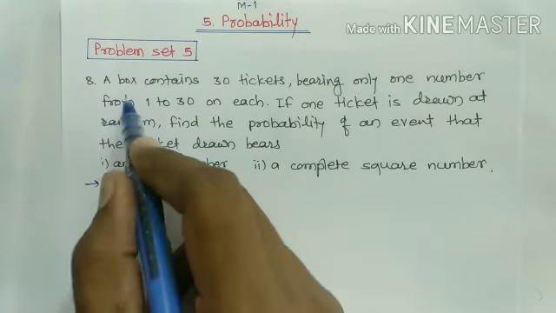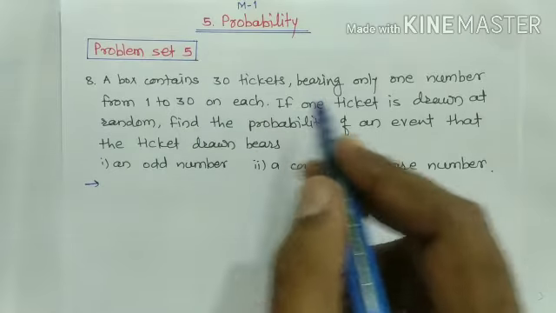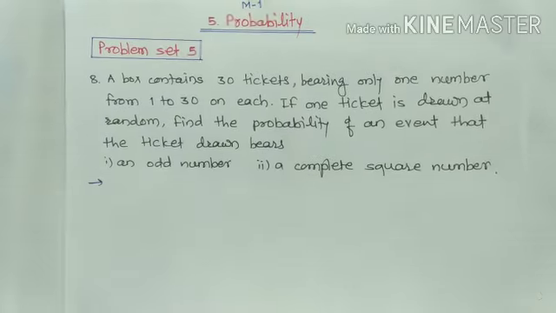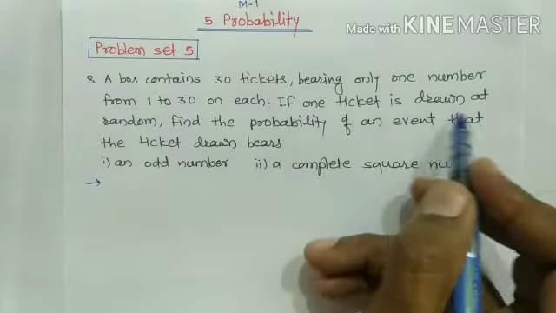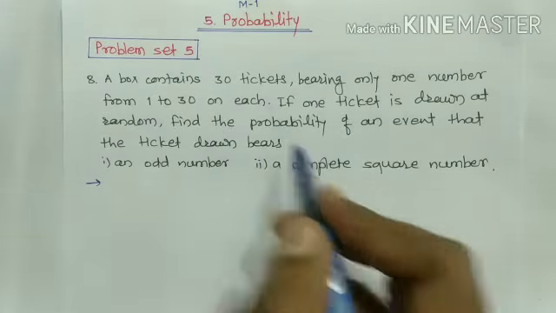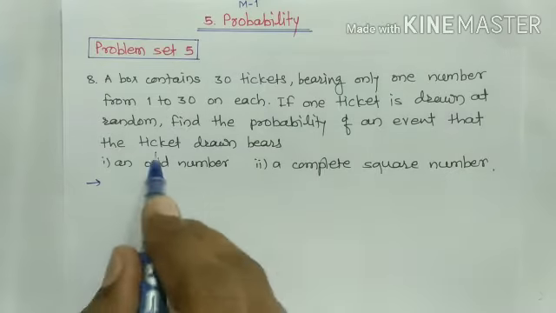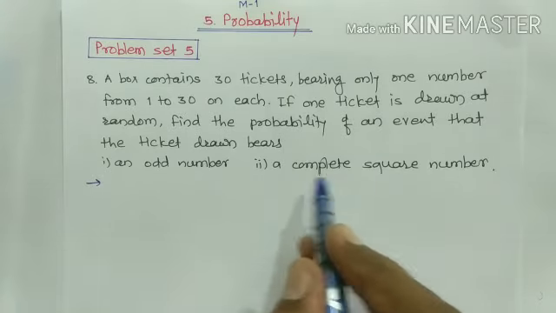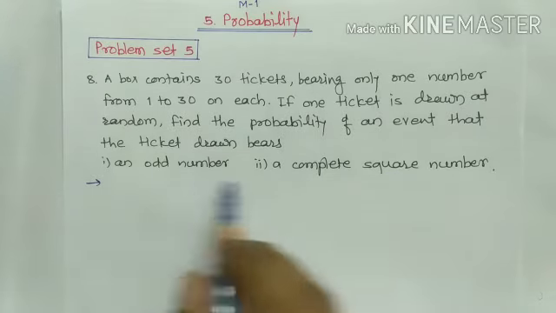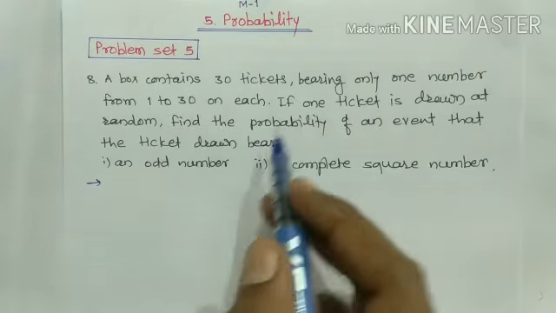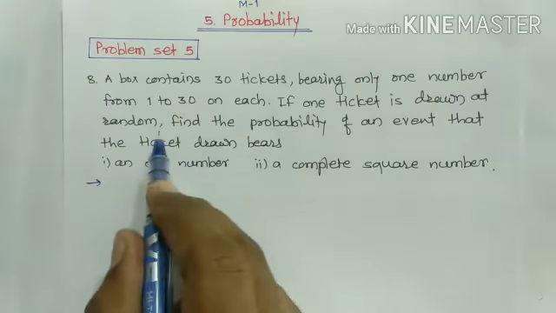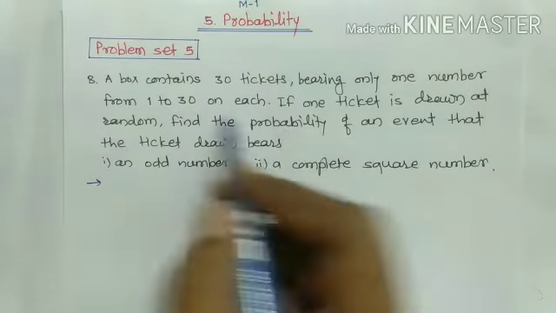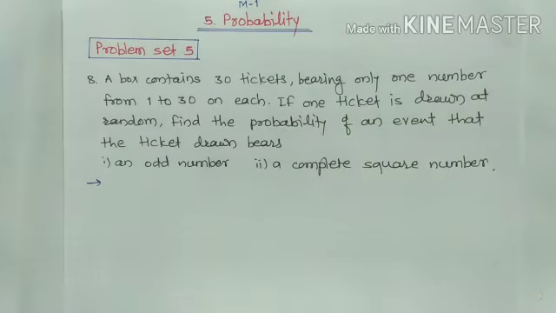The question is, a box contains 30 tickets bearing only one number from 1 to 30 on each. If one ticket is drawn at random, find the probability of an event that the ticket drawn bears an odd number and a complete square number. The two events are given. Here the random experiment is, if one ticket is drawn at random from the box containing 30 tickets bearing only one number from 1 to 30. First we write the random experiment.